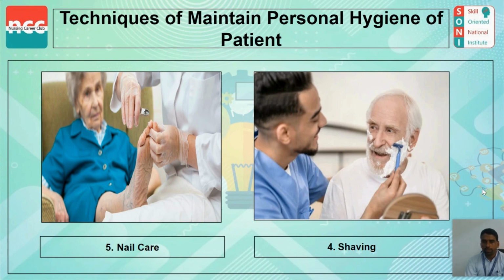Fourth one is shaving. A person can help another person in shaving, and shaving should be done in a proper way, and we should not have a big beard and our hair should be small.